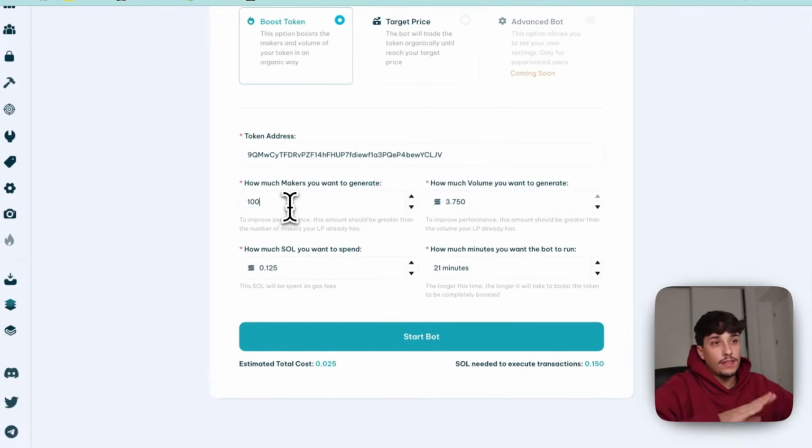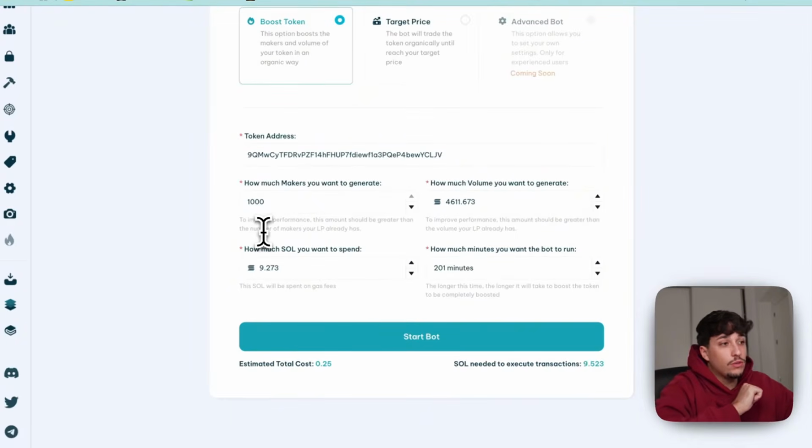So for 100 makers, by default, the bot adjusts the numbers, and it shows us that we will be spending 0.12 Solana so far, and we will be generating 4 volume within 20 minutes. So if we go, for example, to let's say 2000, which is not crazy, we can generate almost 5,000 Solana in volume, which is crazy.